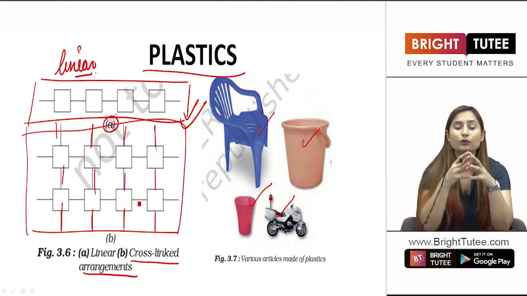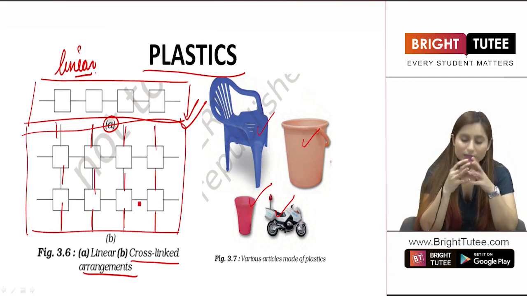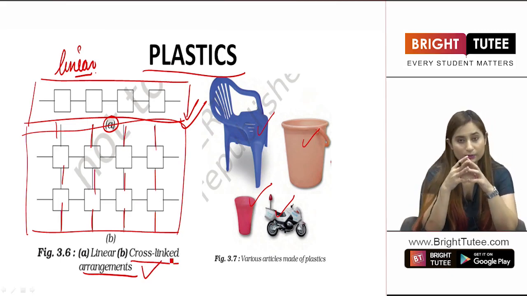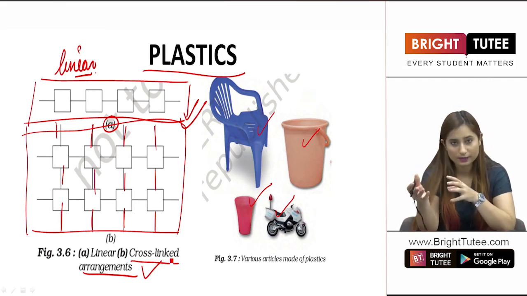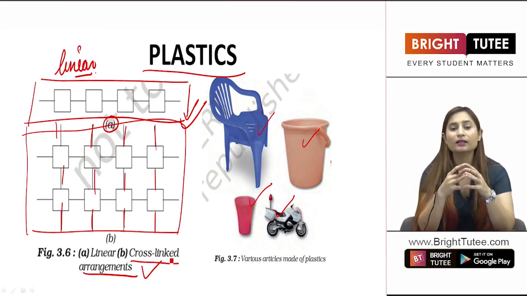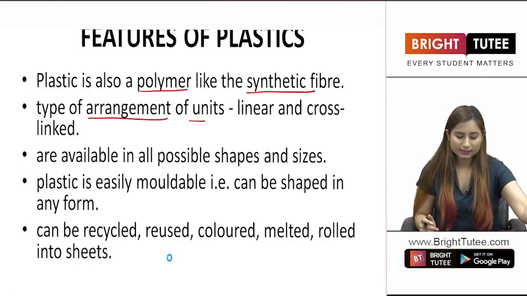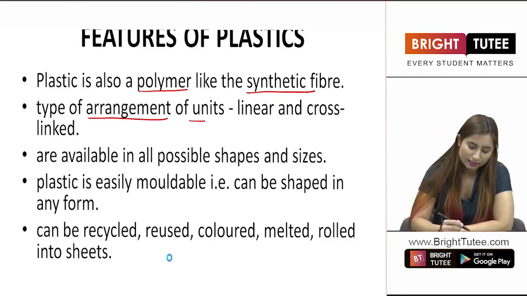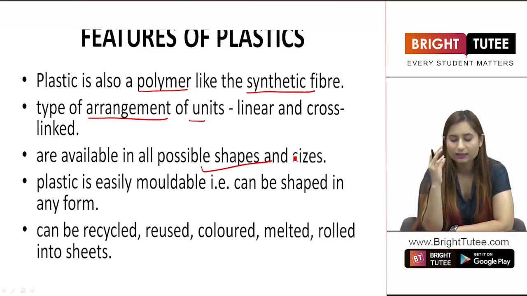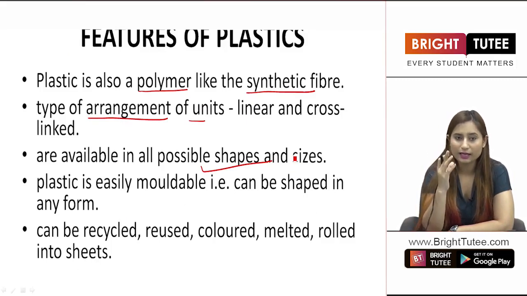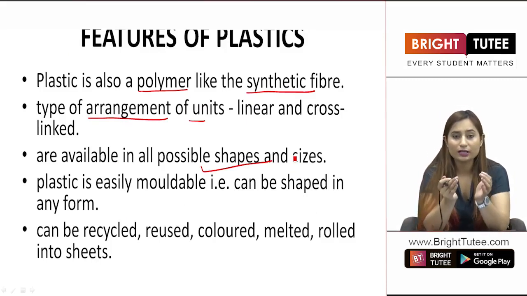This is an even more efficient packing of molecules in the case of cross-linked arrangements. This arrangement makes these plastics differ in properties. Obviously, the arrangement will matter when we talk about properties. So, let us see what the other features are. They are available in all possible shapes and sizes. How can you say that? Basically, you have a smaller chair, you have a bigger chair.